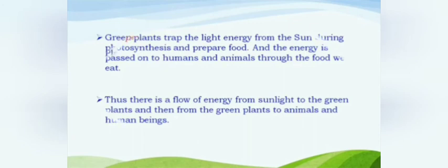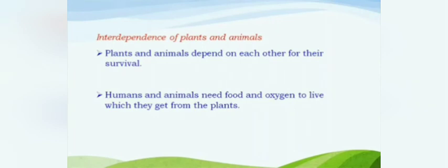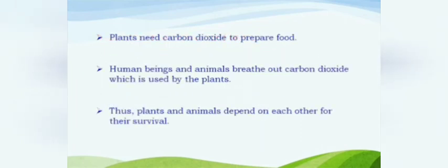Let us learn how plants and animals depend on each other, that is, the interdependence of plants and animals. Plants and animals depend on each other for their survival. Humans and animals need food and oxygen to live, which they get from the plants. Plants need carbon dioxide to prepare food. Human beings and animals breathe out carbon dioxide, which is used by the plants. Thus, plants and animals depend on each other for their survival.